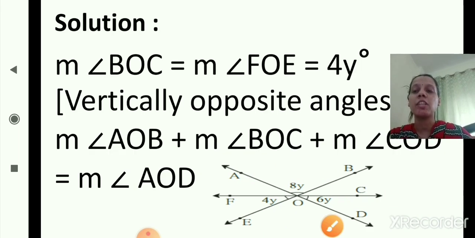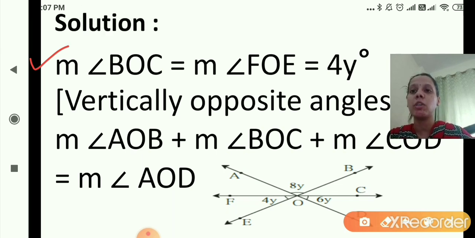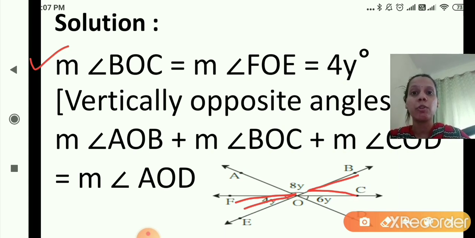In the solution, first we will write down, measure of angle BOC is equal to measure of angle FOE. Where is the measure of angle BOC? This angle. Measure of angle BOC is equal to measure of angle EOF, this angle. Why are they equal? Because the measure of angle EOF is given in the question, that is 4y, correct? And why is the measure of angle BOC also 4y?